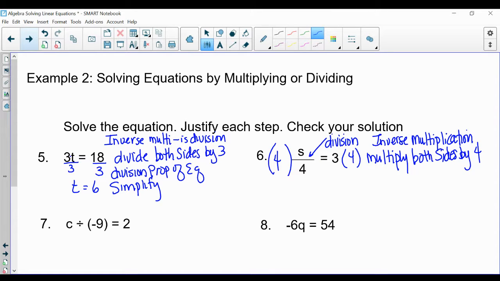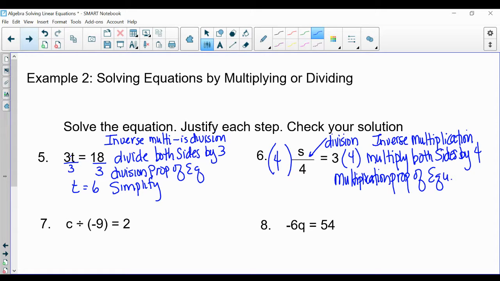So which property did we use then? Right, we used the multiplication property of equality.